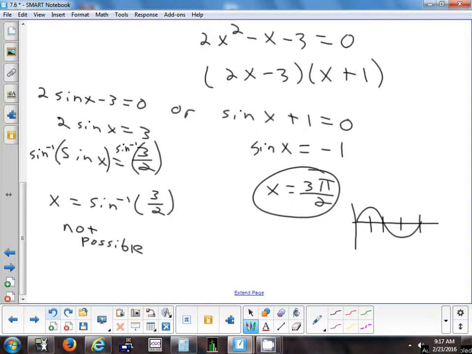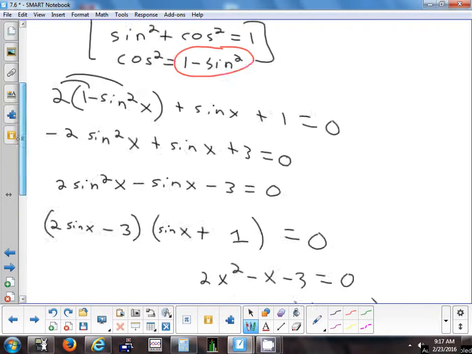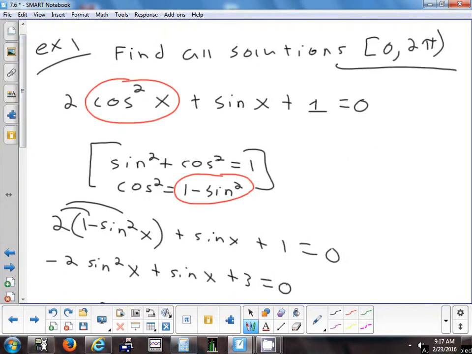Okay, any questions on that? If it wasn't repeating, would it be like plus 2 pi? If they wanted all solutions, you'd put plus 2 pi k. But this time they said specifically not to do that. So we're not going to put 2 pi k on any answers today.